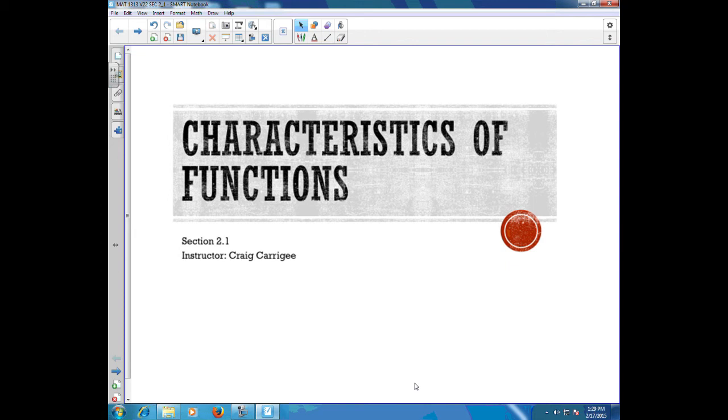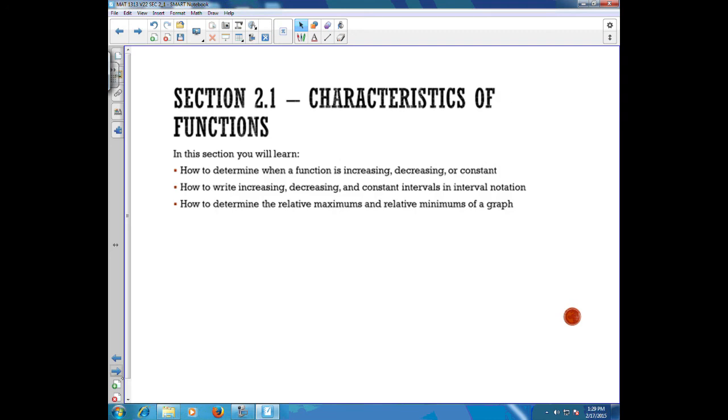Today we're going to talk about characteristics of functions, in particular what they look like. So in this section, you're going to learn how to determine when a function is increasing, decreasing, or constant, how to write these intervals in interval notation, and then how to determine the relative maximums and minimums of a graph.